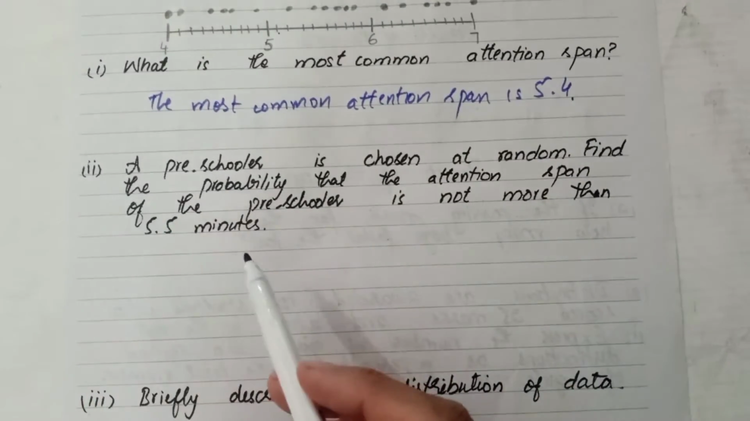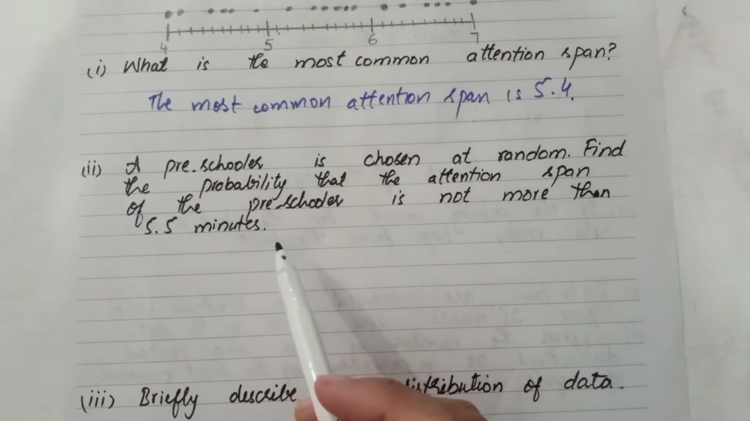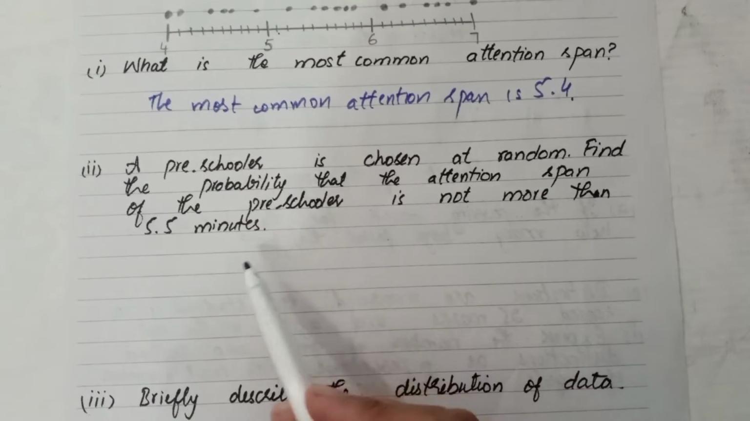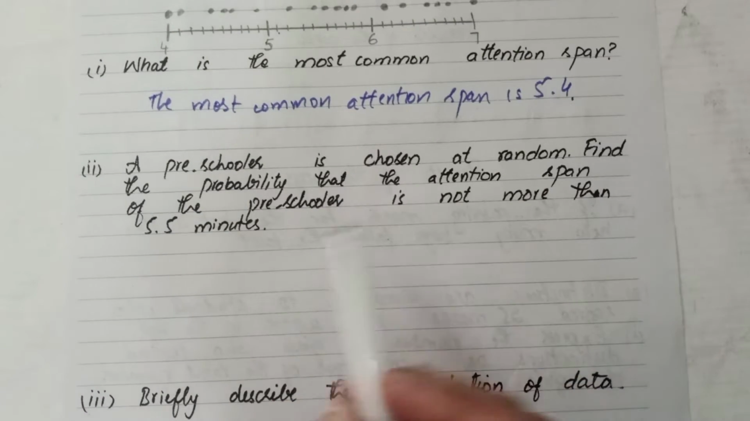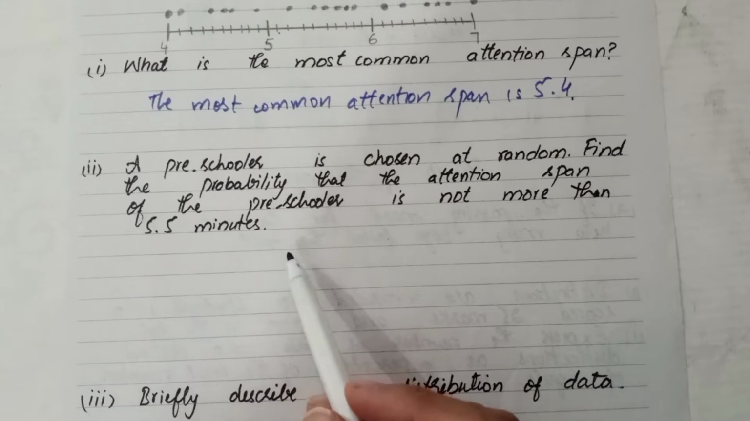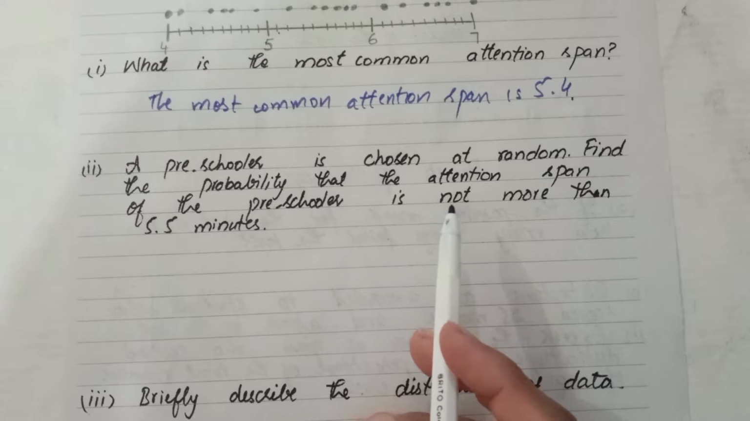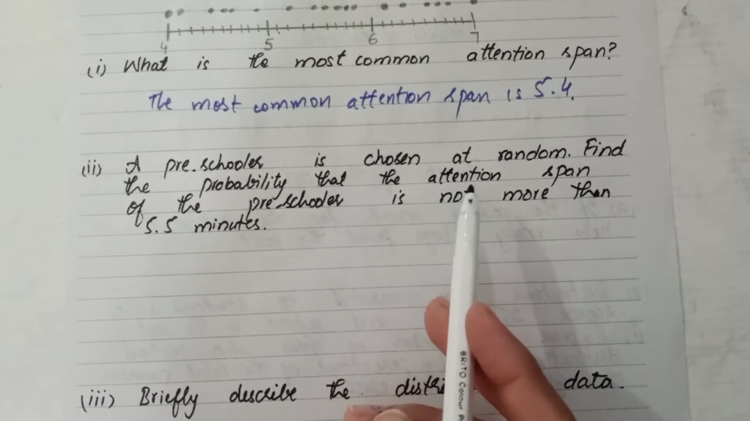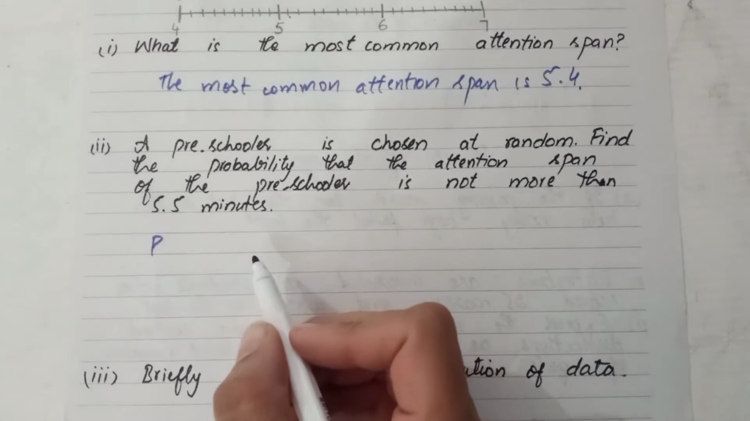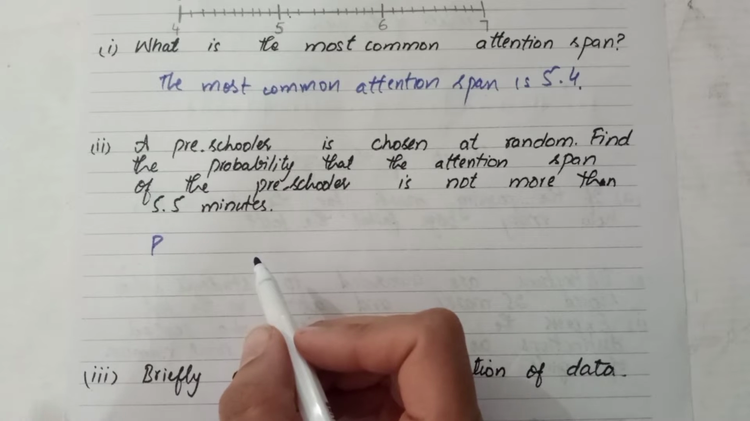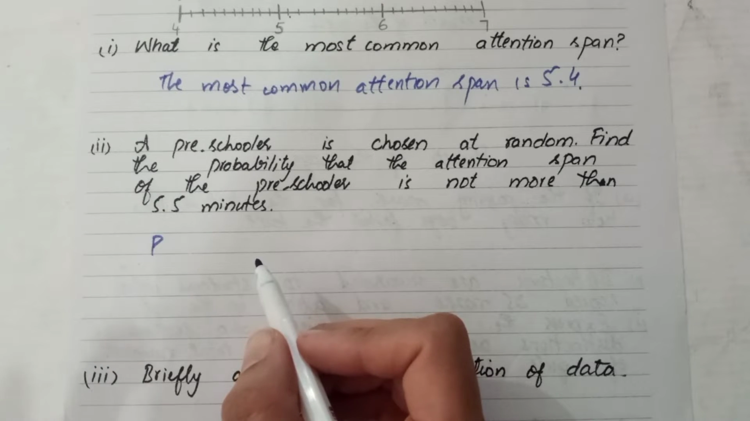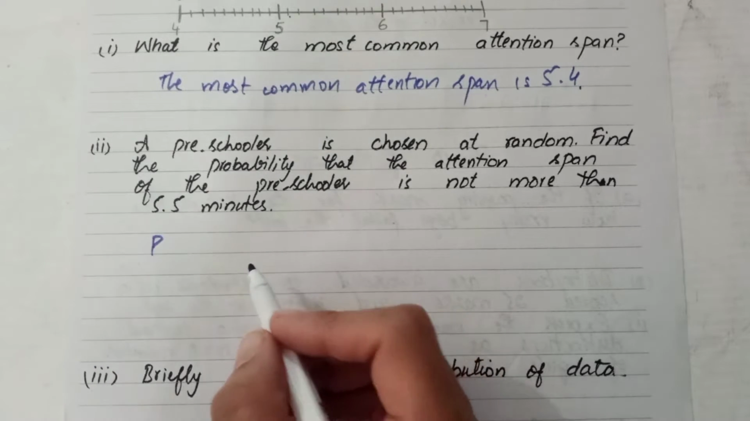Now, students, part number 2. A preschooler is chosen at random. Find the probability that the attention span of the preschooler is not more than 5.5 minutes. We have to choose the preschooler at random and find the probability. We know that the probability is the number of favorable outcomes divided by the total number of possible outcomes.